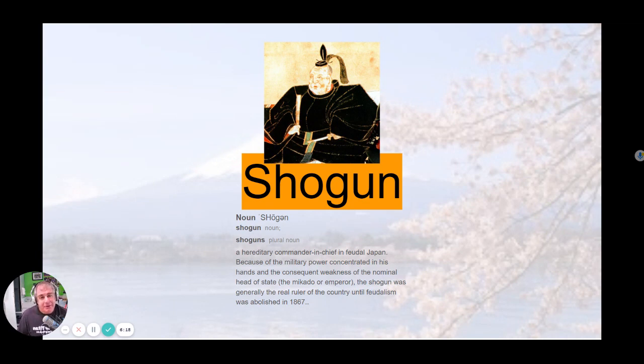There was still an emperor, but we talked about this, a figurehead. The emperor was a figurehead, didn't really have any power. The shogun, the most powerful daimyo, was really in charge of Japan.